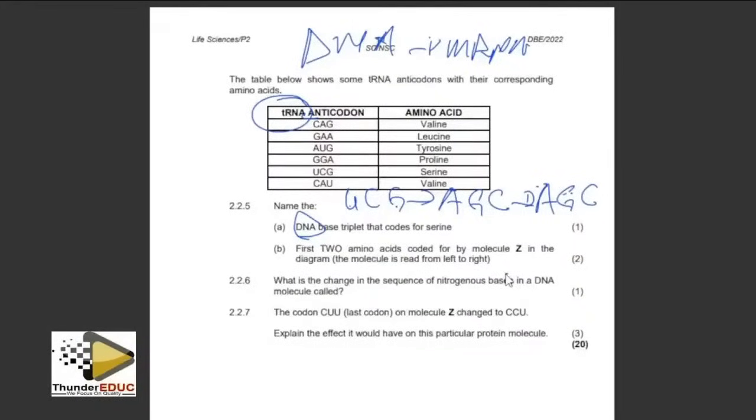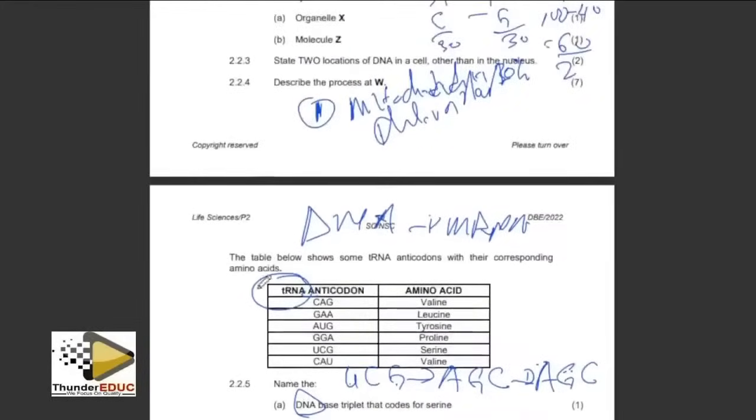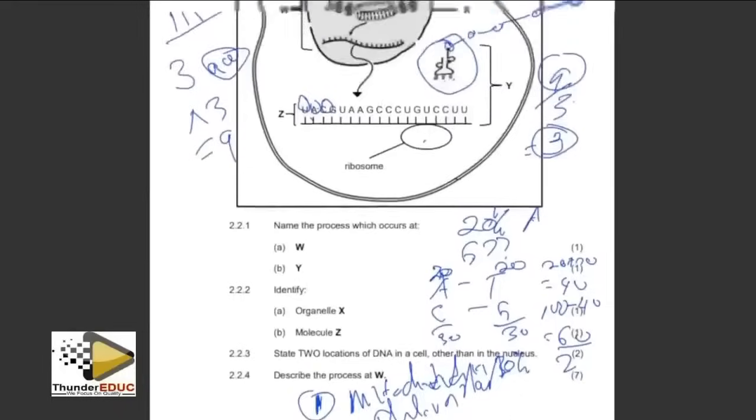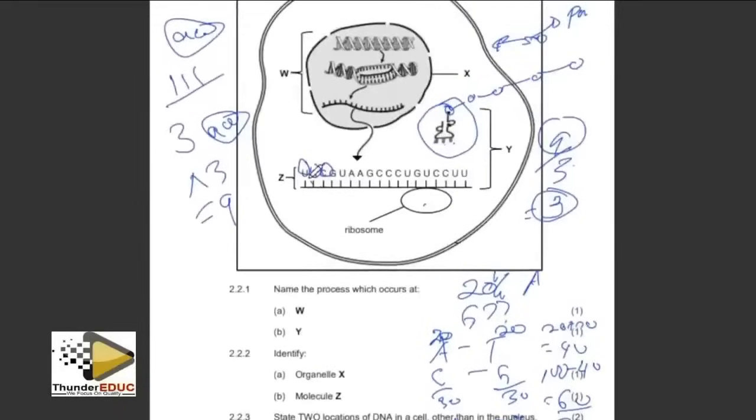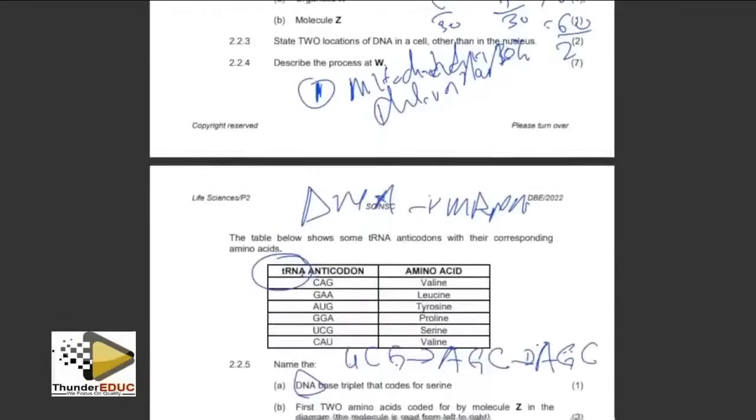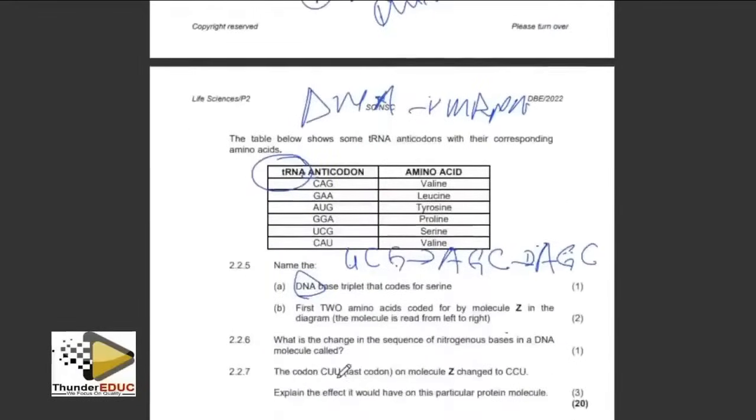First two amino acids coded for by Z in the diagram. So they want you to identify. Now this is transfer RNA, but what is Z? Z is messenger RNA. Therefore you have to just change this into transfer RNA, one conversion, because it is messenger to transfer RNA. And then you come to the table and you find it.